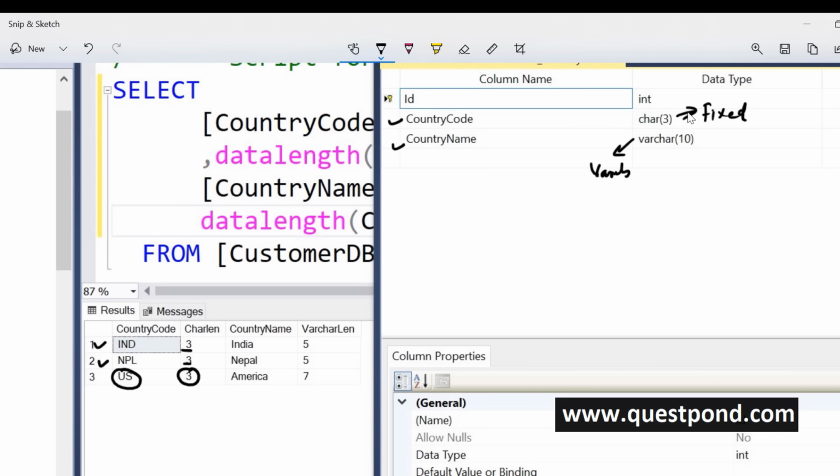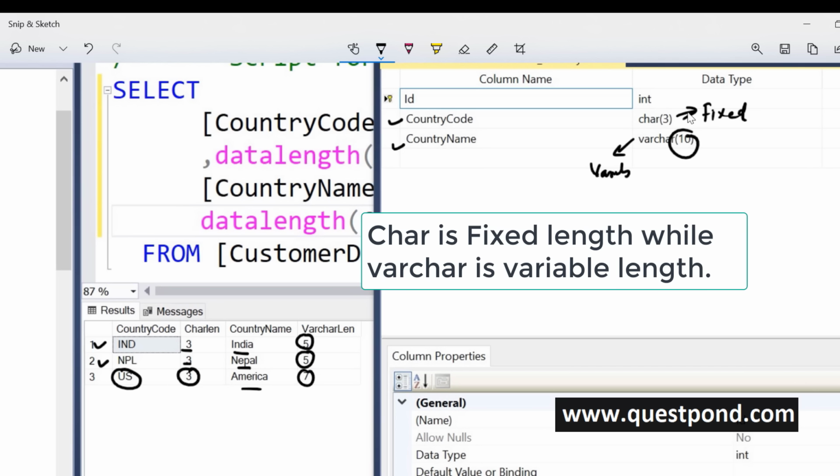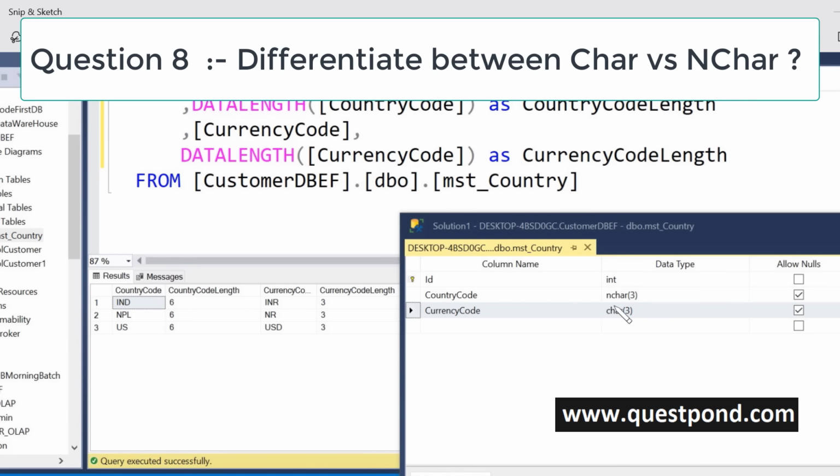So you can't really expand dynamically as well, right? So it is fixed length, absolutely fixed. But now look at varchar. You can see in varchar, the length is 10, but depending on the data size, it will vary. For example, for India, it took 5 characters. For Nepal, it took 5 characters. For America, it took 7 characters. So it is variable. So the length is 10, but depending on the data size, it can adjust, right? So char is fixed length while varchar is variable length.